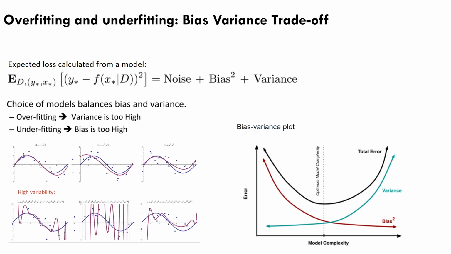Ideally, this is how the bias-variance plot looks. The red line is your bias, the blue line is your variance, and this is your total error. The total error will be lowest at this point, where you have a trade-off between bias and variance. Neither is the bias too high, nor is the variance too high. So you need to find that optimal spot so that you do not overfit or underfit your data.